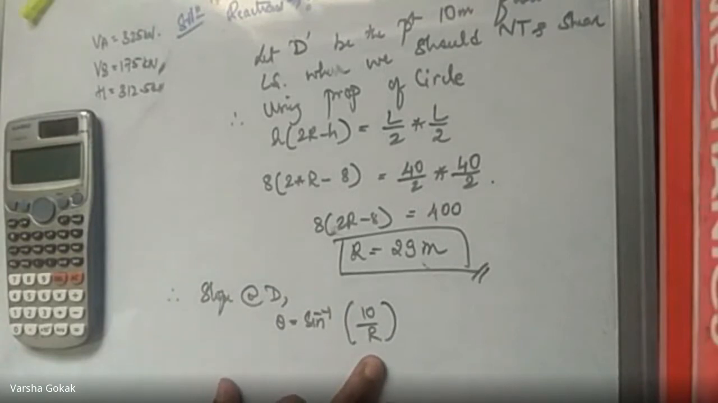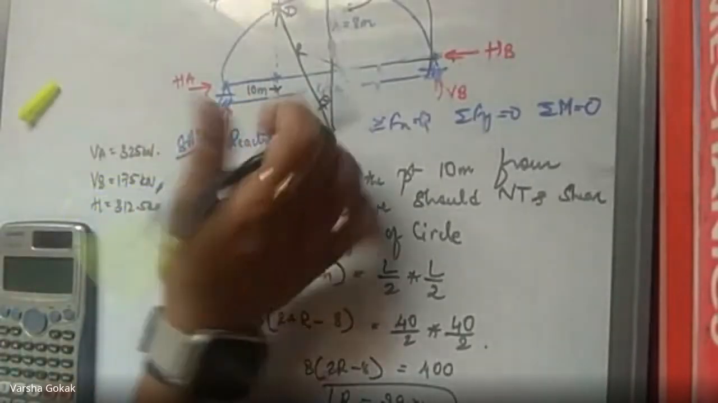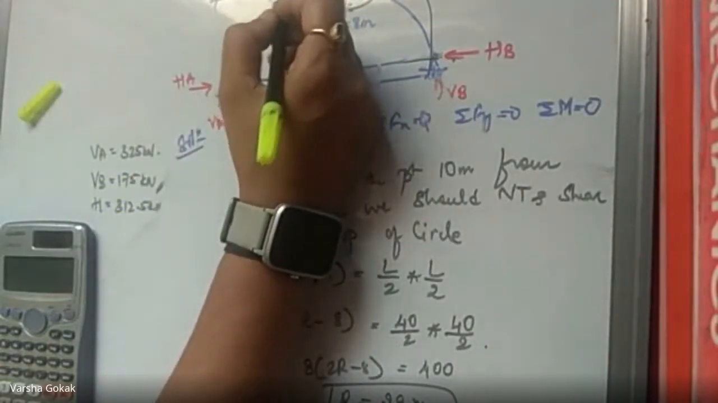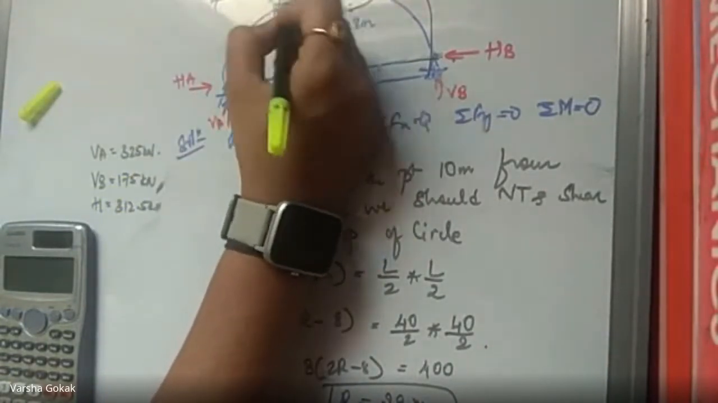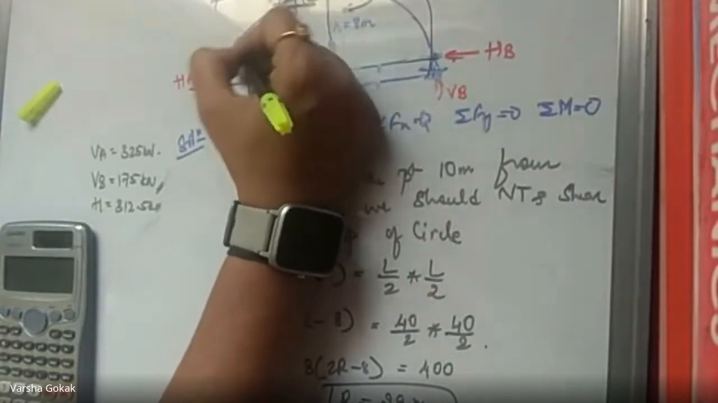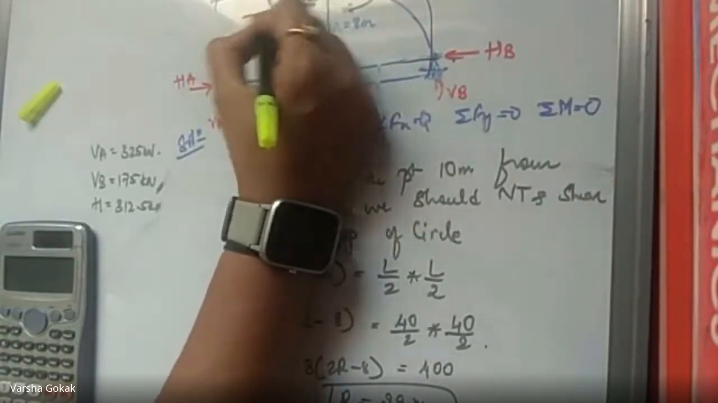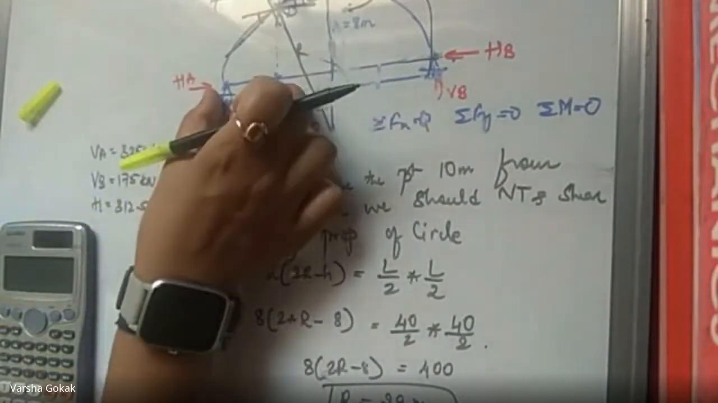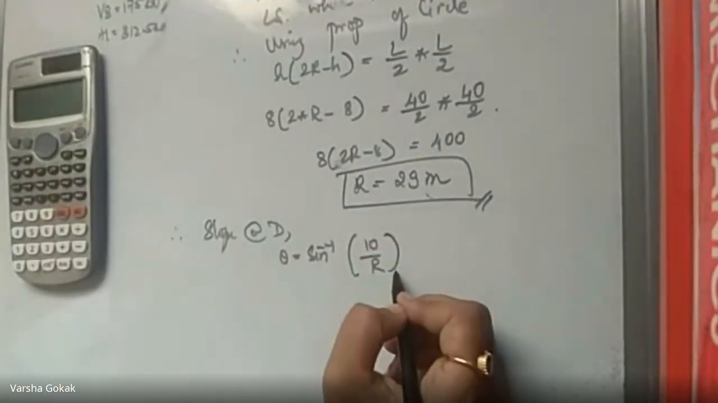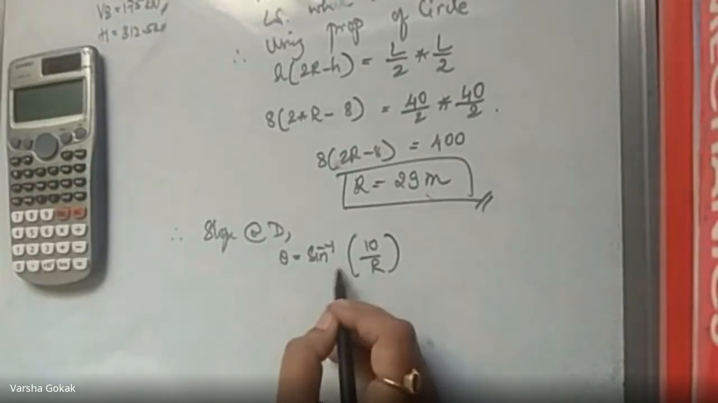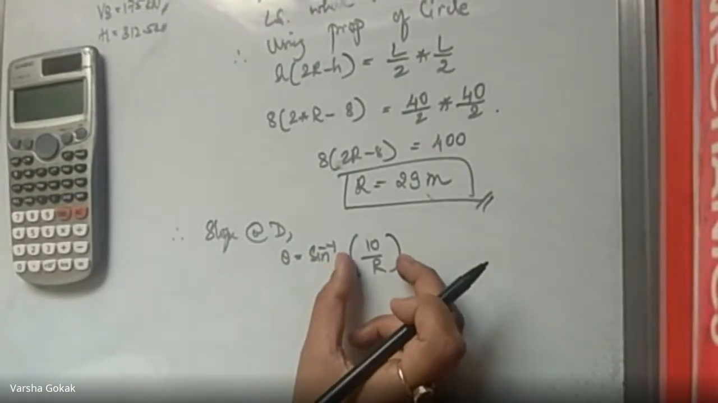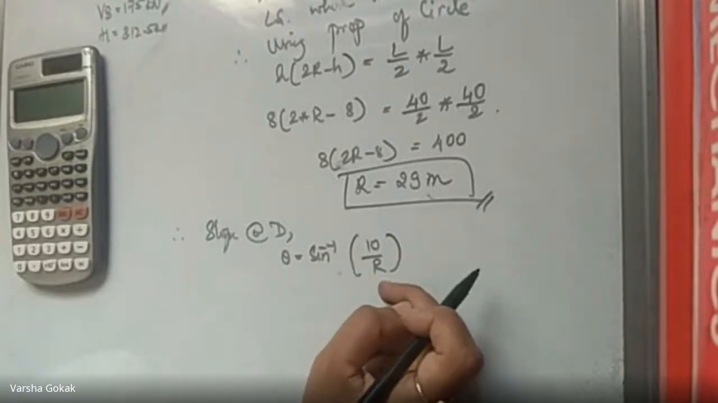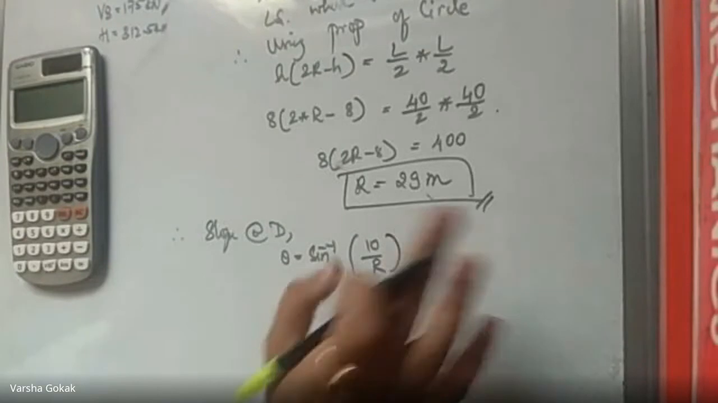What is 10 divided by r? 10 divided by r means I'm taking this triangle and this 10 distance. I want the angle theta here. Like this, when I extend this line, if this is theta, this is going to be theta, and then form the triangle at a distance 10 meter I want. Or you can use this as your generalized equation also. Theta would be sine inverse of that horizontal distance where we are considering the point D divided by the total radius r.